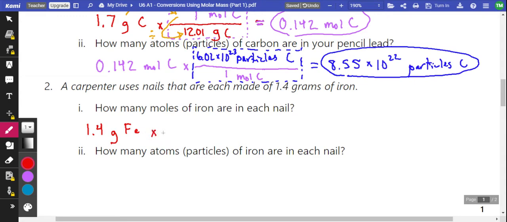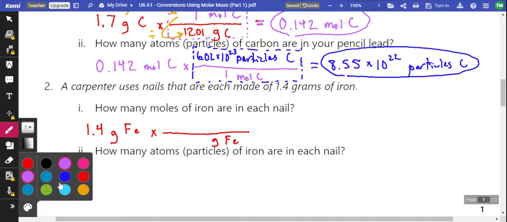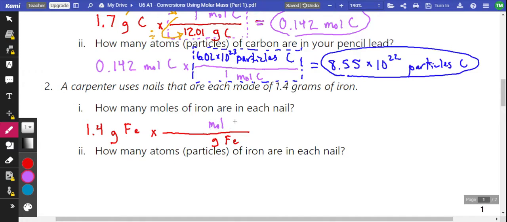times a fraction bar. Cool. All right. That means I want to get rid of grams on the bottom. So on the bottom of the fraction bar, I'm going to put grams of Fe, so that unit will cancel when I divide it. Okay, trying to get to moles, so moles is going to go on top, moles of Fe. Let's see, okay. Well, this is another conversion factor.